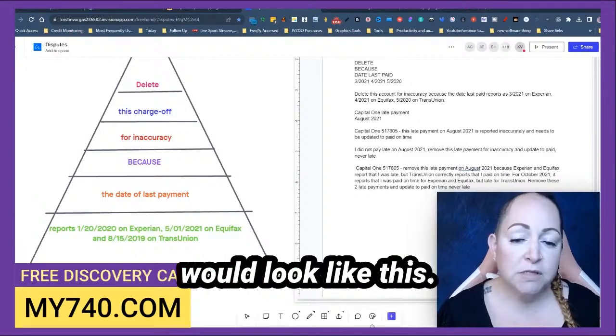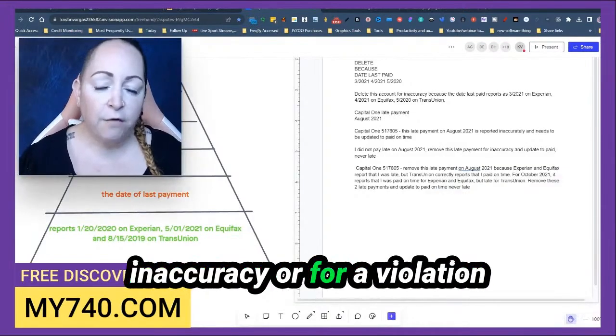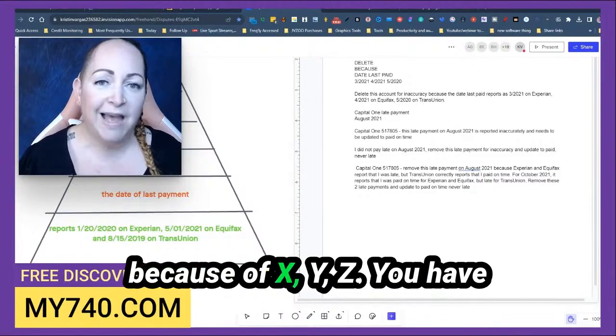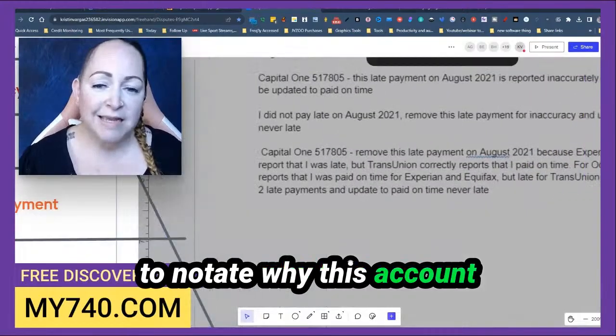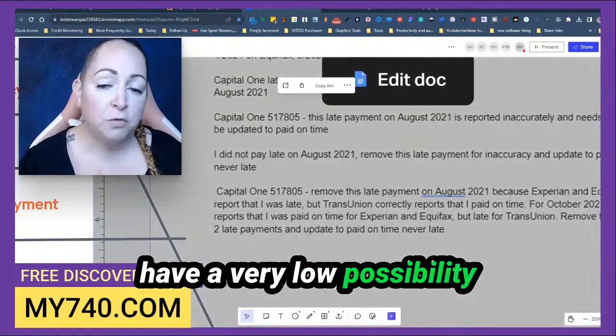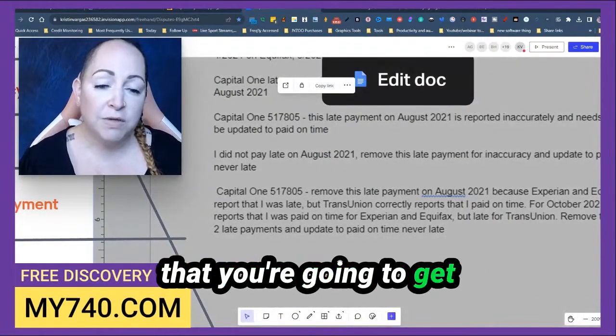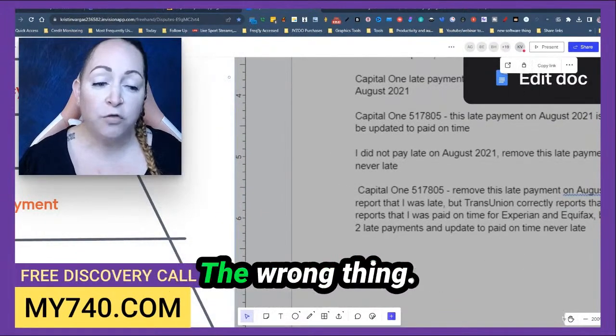Your dispute reason would look like this. Delete this account for inaccuracy or for violation because of XYZ. You have to notate why this account needs to be removed. If you don't do that, you have a very low possibility that you're going to get the account removed. And I do not want that to happen because you're writing the wrong thing.